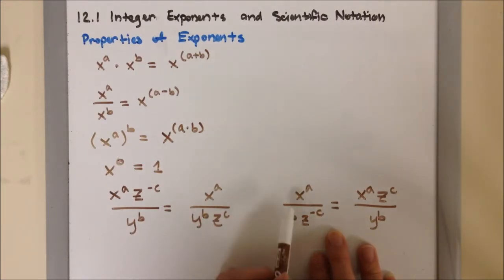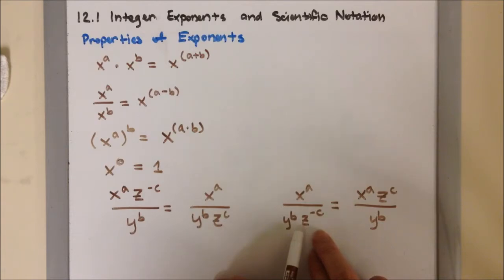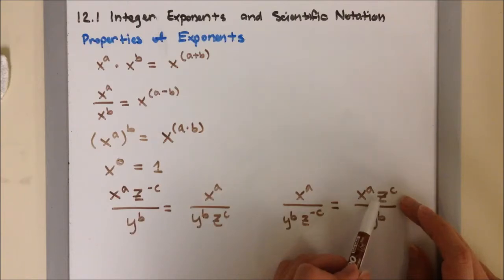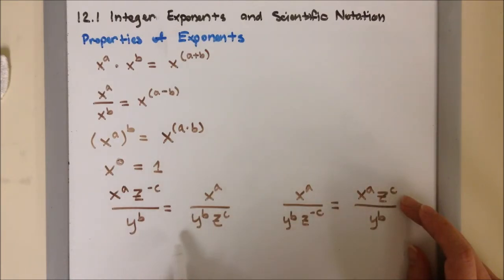Now over here, we have x to the a over y to the b power times z to the negative c. What's different from the previous part is that now z to the negative c is at the bottom, in the denominator. If you want to convert to a positive exponent, you need to move it to the opposite side, in this case to the numerator, the top. Once you move it to the opposite side, it becomes a positive exponent. So here we have x to the a times z to the c power over y to the b power. Now these properties will help out because in your final answer you cannot have a negative exponent.